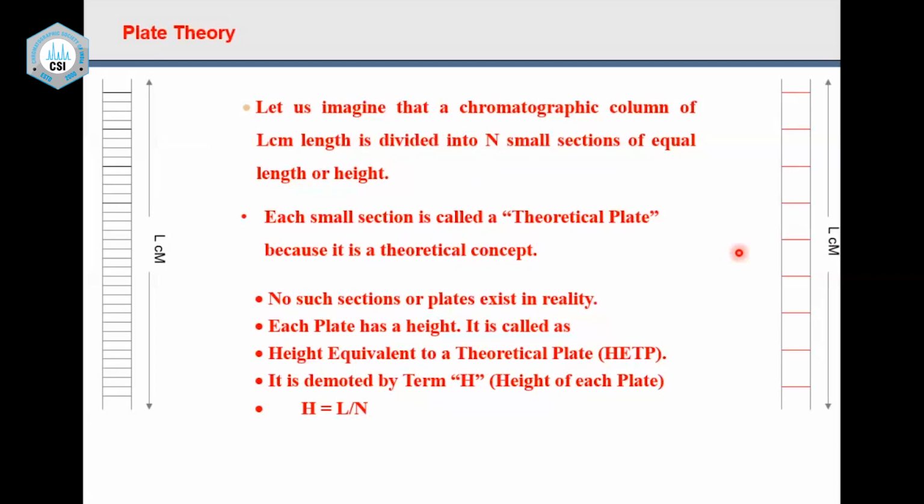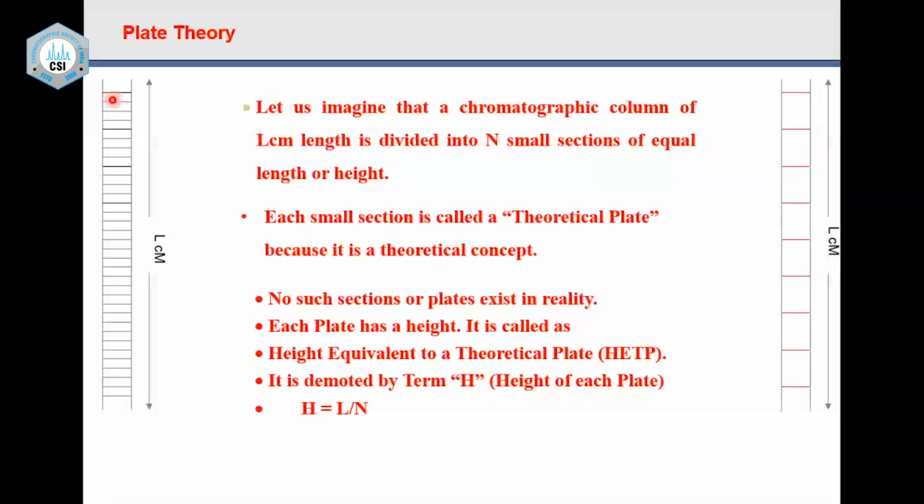Now as is clearly said, this is a theoretical concept. There are no plates visible. You cannot say that this column has these plates and that you can see them, because it is a theoretical concept. What is assumed is that when you introduce your sample on the top, it gets distributed in the first plate, and then it moves to the second plate. And as it moves, if the sample has two components, depending upon the affinity of the two components with the stationary phase, one component will move faster and the other component will remain behind.